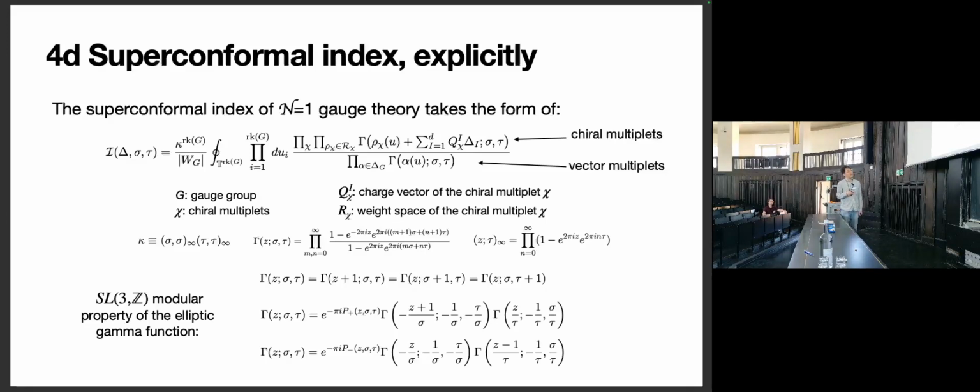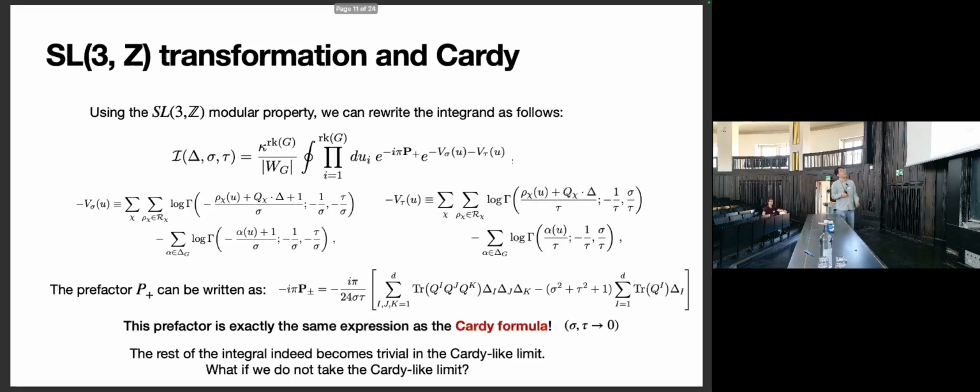Also, if you take the S-like transformation, then gamma is transformed to a product of two gammas. So this is not like the usual modular invariance of SL(2,Z). It's just a transformation property of the elliptic gamma function. It doesn't really leave this gamma invariant. But anyway, it's a very interesting property, and that gives us some handle to deal with this problem.